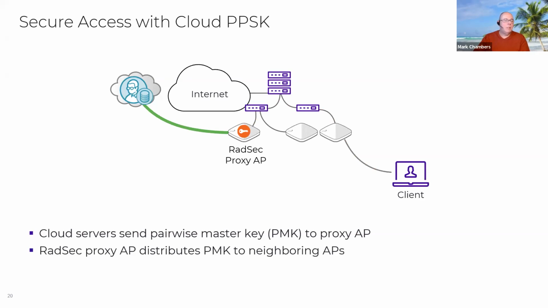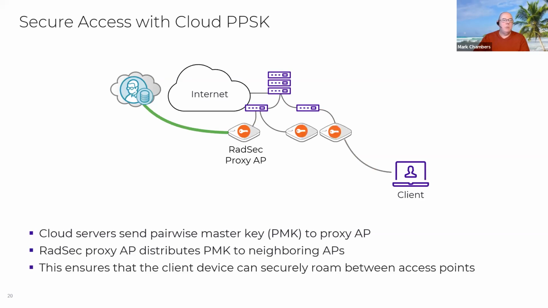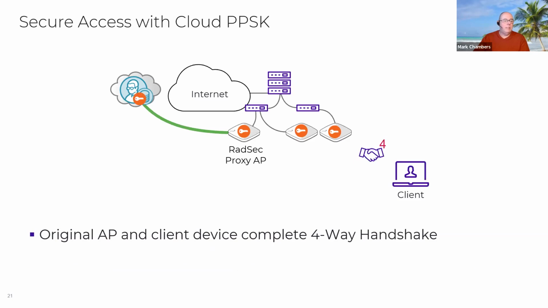Another thing the RADSEC proxy does is distribute those credentials to all of the local access points. So if a client is roaming around the building, those credentials are pre-cached within those access points and ready to go, so he can roam seamlessly through the environment without getting kicked off. It then completes the four-way handshake to complete that session.